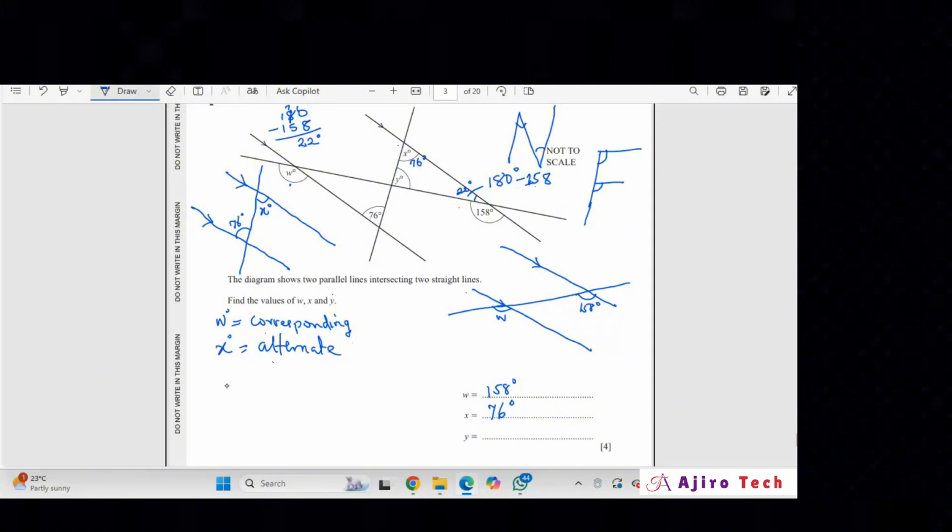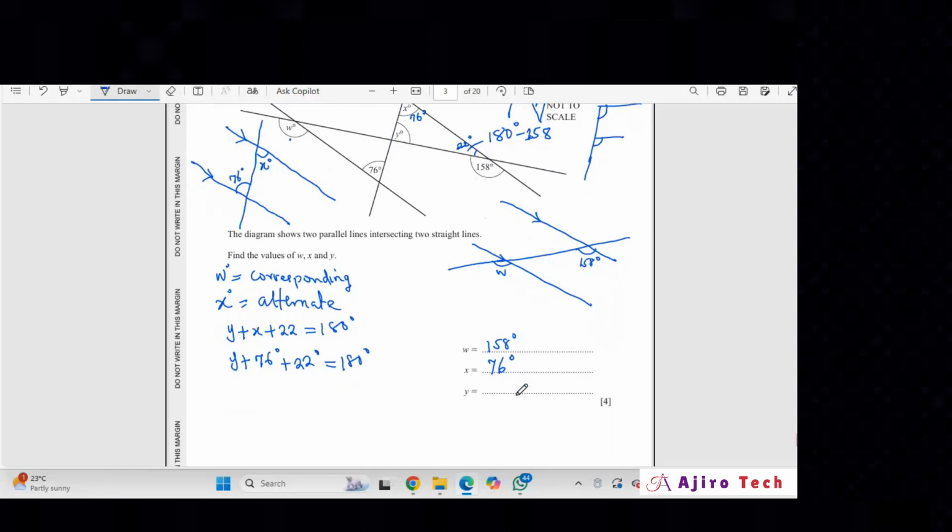So for us to get Y, you just need to do Y plus S plus 22 equal to 180 degrees. That is sum of angle in a triangle. So from here now, I'm going to have Y plus what is S? 76, 22, equals 180. That is to give us 180.